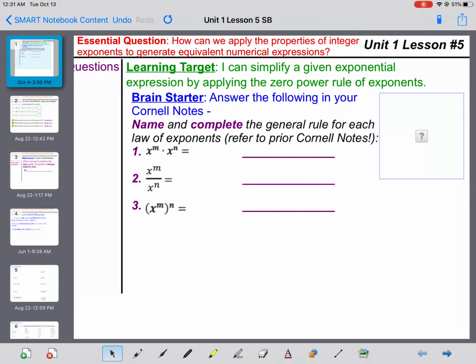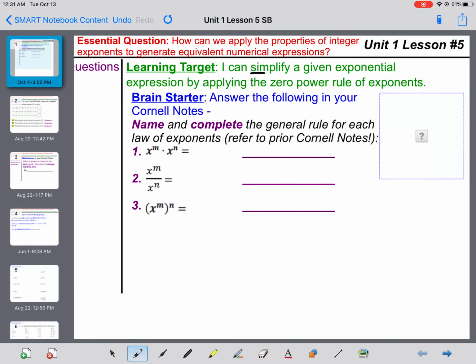Hey everyone, this is Unit 1 Lesson 5. The essential question is: how can we apply the properties of integer exponents to generate equivalent numerical expressions? Learning target: I can simplify a given exponential expression by applying the zero power rule of exponents.